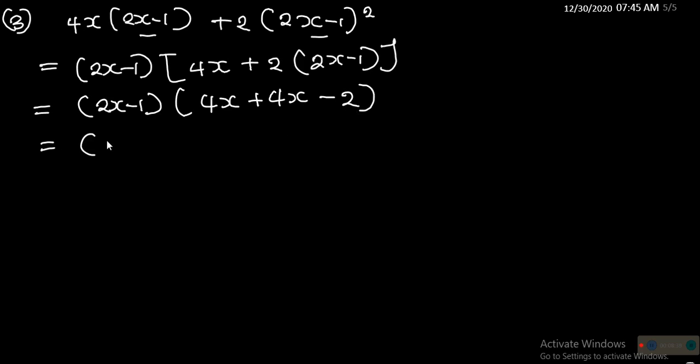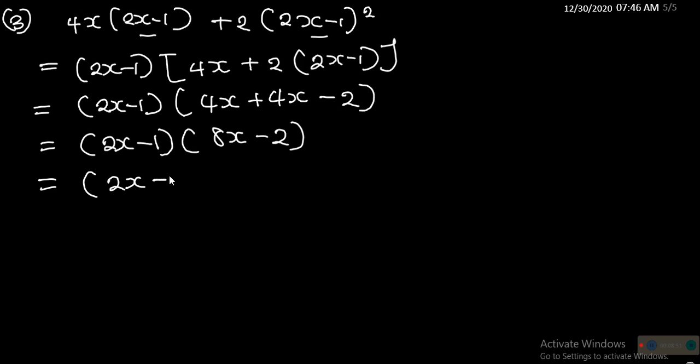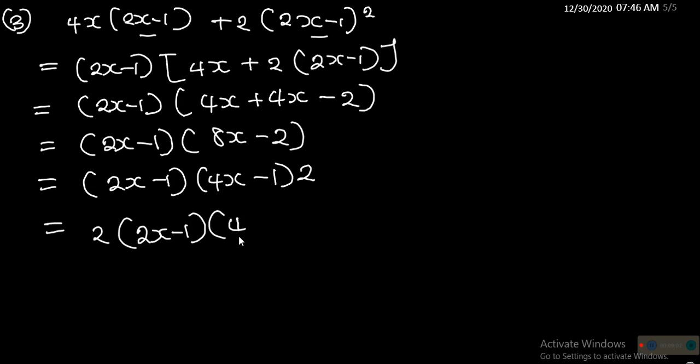And of course, we can collect like terms in the second bracket to have 8x minus 2. Okay, and of course 8 and minus 2 has a common factor, which is 2. So if we rearrange that, we have 2 into 2x minus 1 into 4x minus 1, and this is the complete factorization of the given expression.